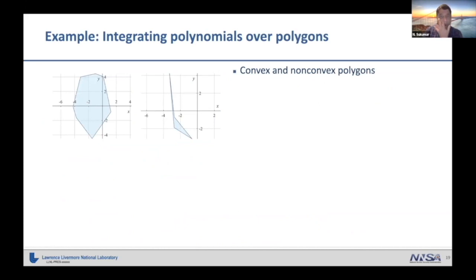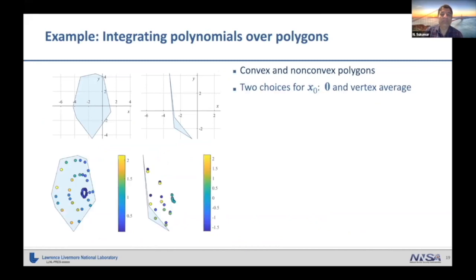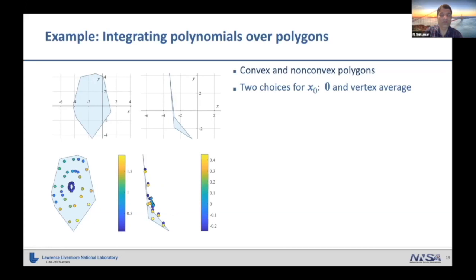So we have polynomials over polygons first to start with. Now we choose 2 choices. As I mentioned before, you can choose the origin or you can choose the vertex average. So the point can be inside the polygon or outside the polygon. The integration still works, and you don't need to do any other simplifications or pre-processing steps. Here are shown the quadrature points for when x naught is equal to 0, and here is when x naught is equal to the vertex average.